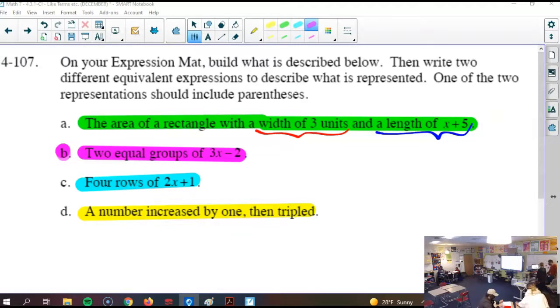So, with the 3, length of x plus 5. I need 5 of these little... Or you could use 5 tiles. Or I could.